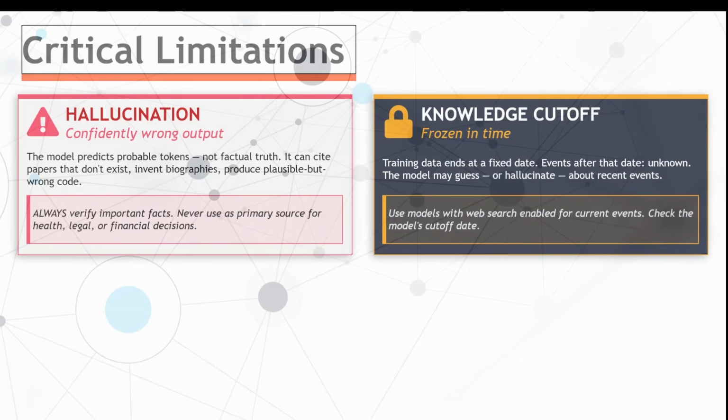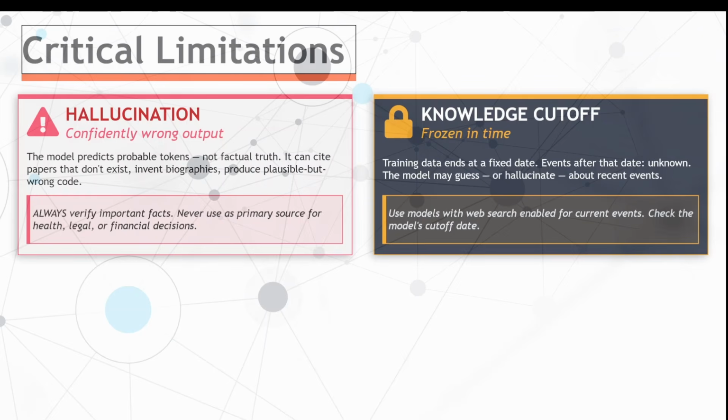Let's understand the next limitation, that is knowledge cutoff. What do you mean by that? The training data ends at a fixed date. Events after that date are unknown. So till whatever date the model has been trained, it could give the information up till that date. That's it.